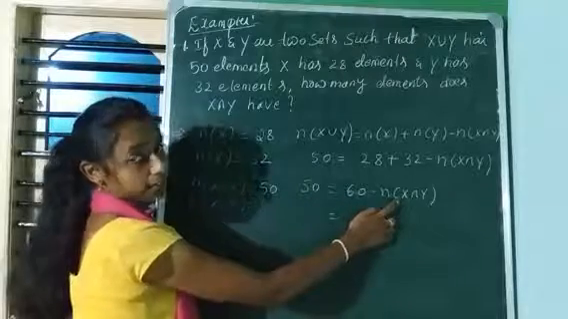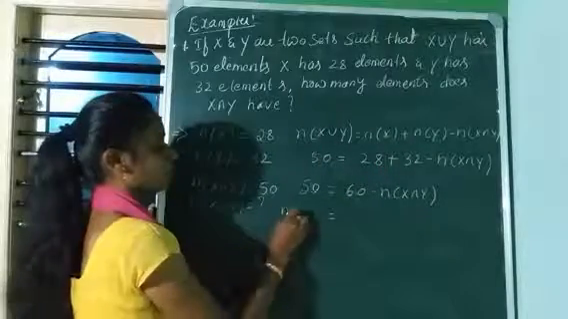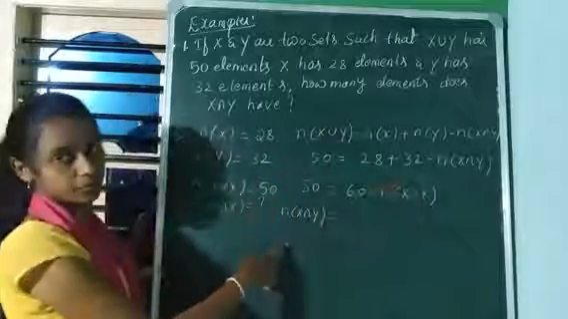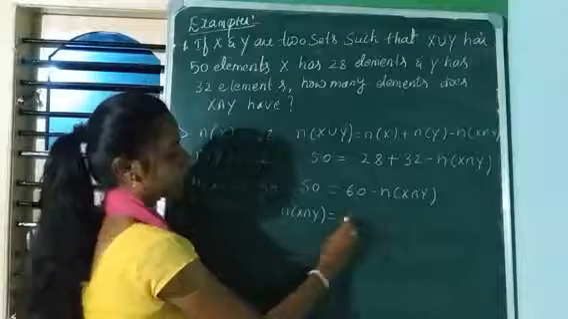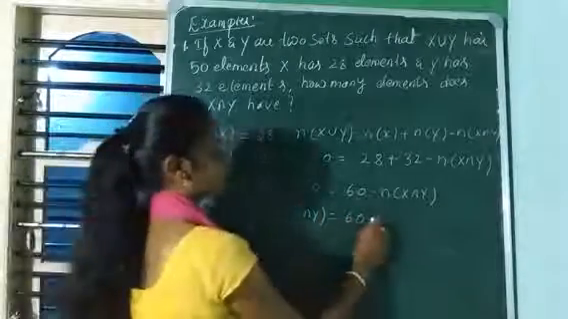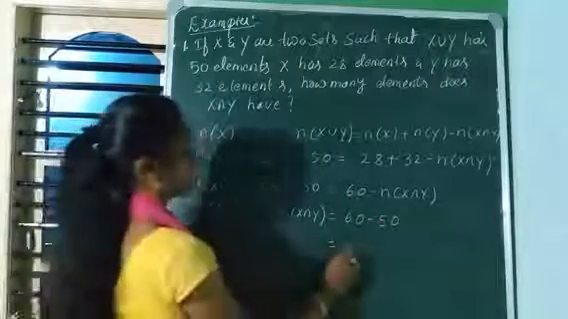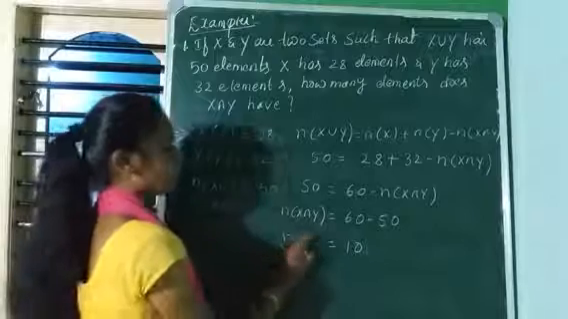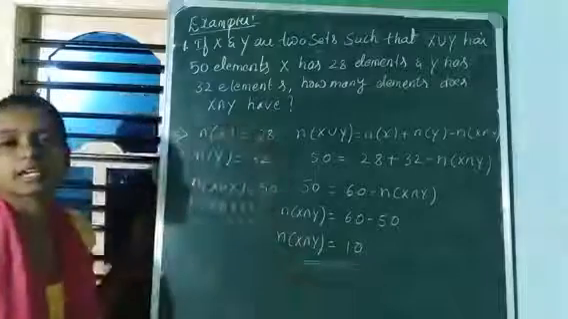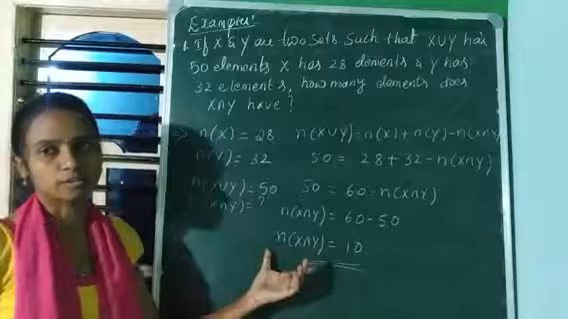Anyway, this is the negative. You just take it to this side, so negative will be positive: n of x intersection y. I take this negative term to this side and the positive term to this side, so the sign will be interchanged. Now the plus 50 will be minus 50. So 60 minus 50 is 10. Therefore the common elements in both sets are 10. There are 10 elements which are common in both x and y. So this is the answer.